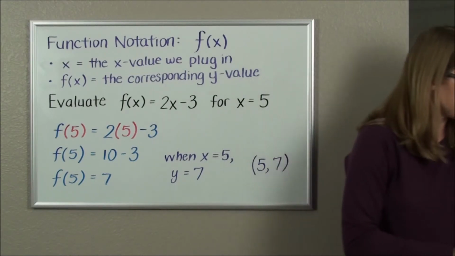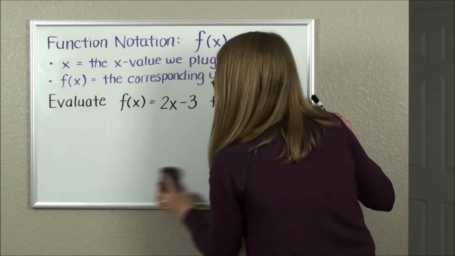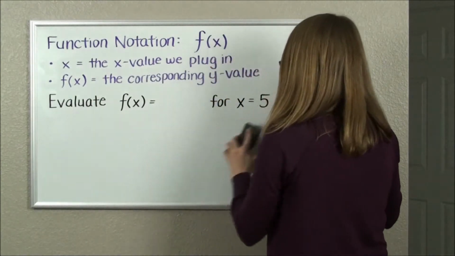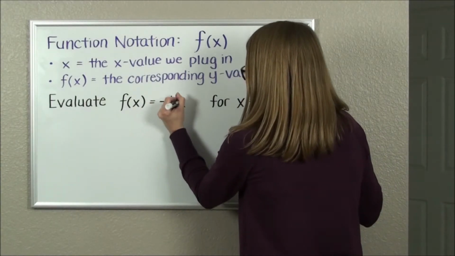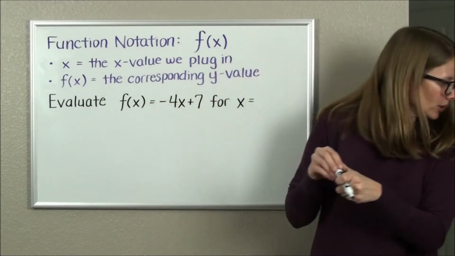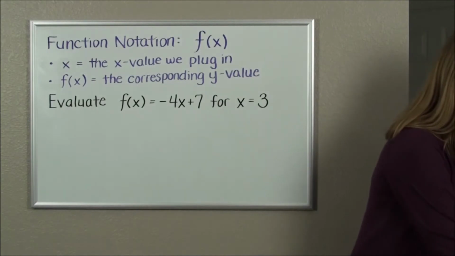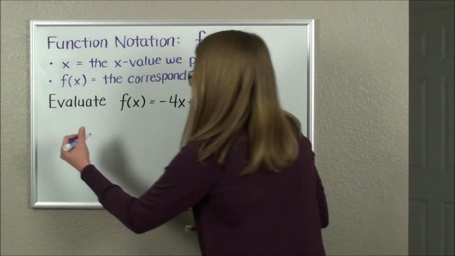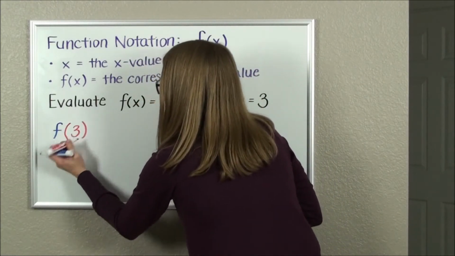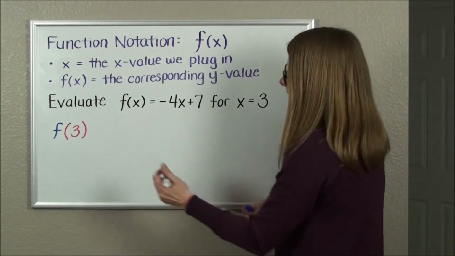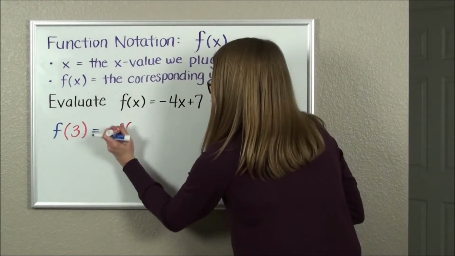Let's look at another example with, this time, a different function. Let's look at the function negative 4x plus 7. And let's first look where x is 3. Again, it's just plugging and chugging. I think the hardest part here is to remember that f of 3 does not mean f times 3. That's going to be the hardest thing for us, the hardest habit to form. But we are plugging in a 3 everywhere we see an x.